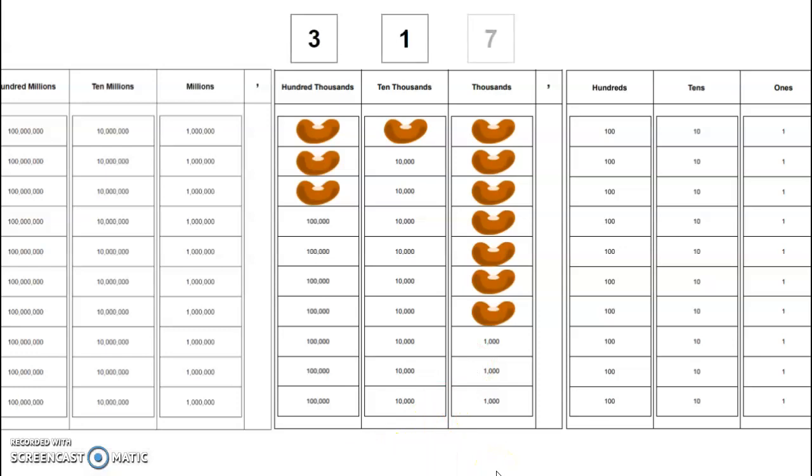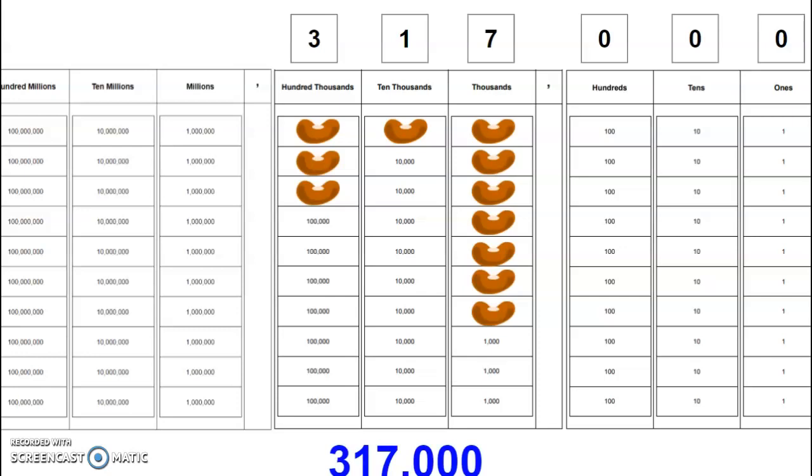We still have to look and recognize that there are no beans in our hundreds, tens, and ones, but when we write this number in standard form, we're not just going to leave those off, we're going to include the zeros. Those place values still have a value, it's just 0. So in standard form, we would say this number as 317,000.